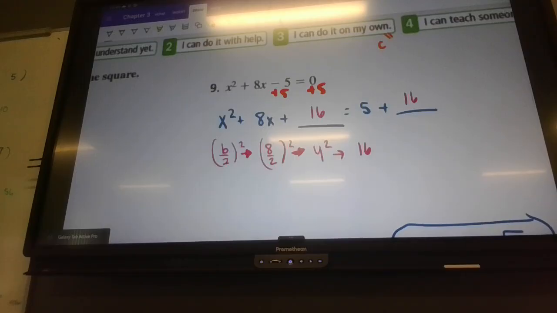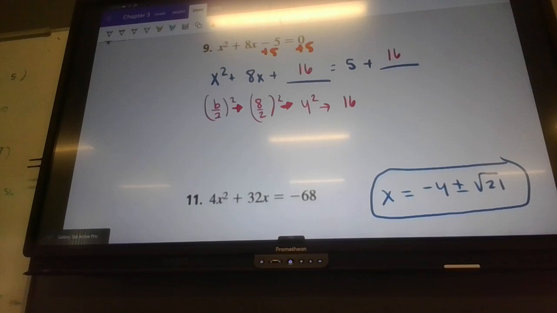That's the best number to go next to an 8. There's no better number. Looks like that's our answer. All right, so then we'll factor it. X plus 4 equals 21. X plus 4 squared is 21.